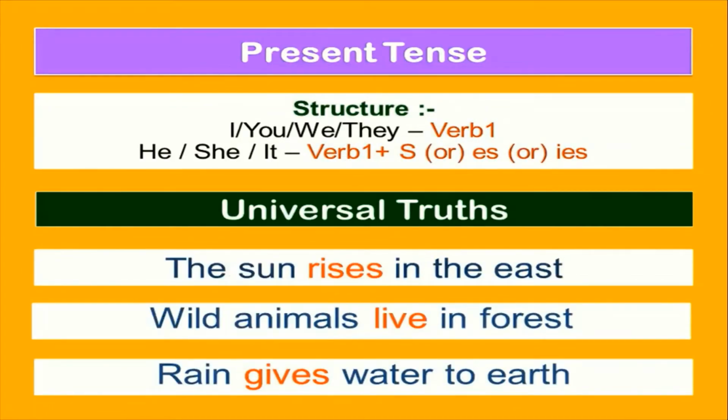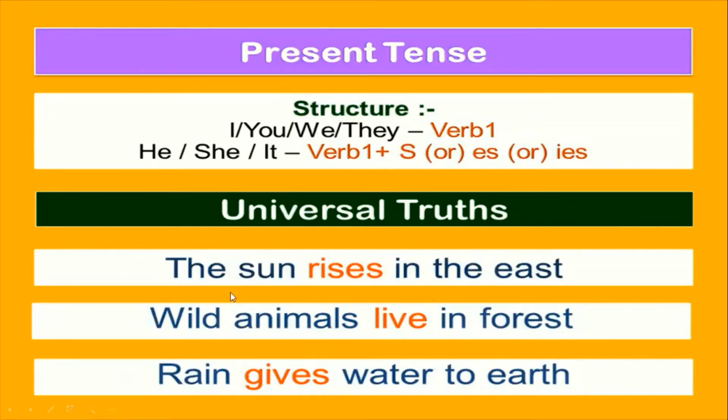Universal truths, which means sentences that are facts. Here are three examples. The first one: the sun rises in the east. It's a fact sentence. We should say the sun is what? It. Or we can imagine that we write "it" rather than the sun. Because of that, we should add s to the verb.